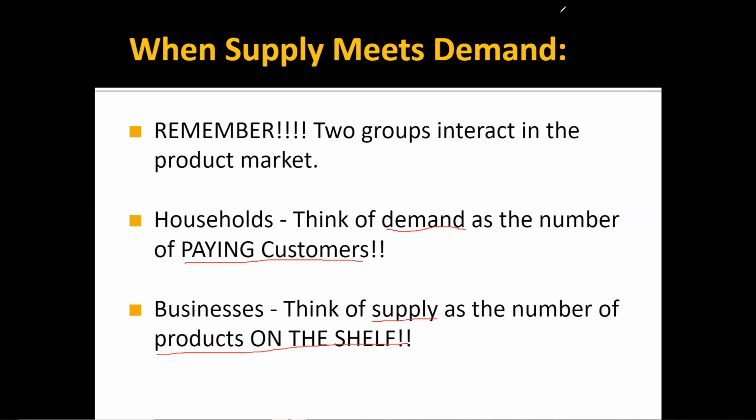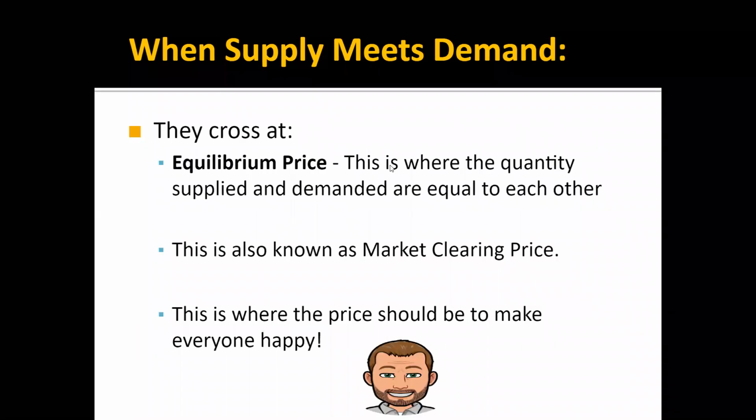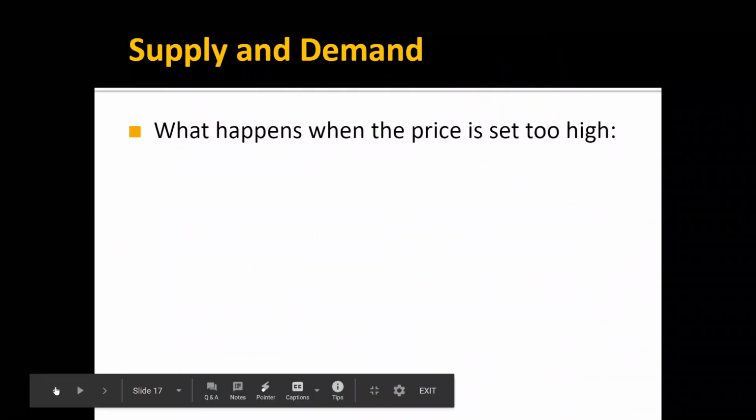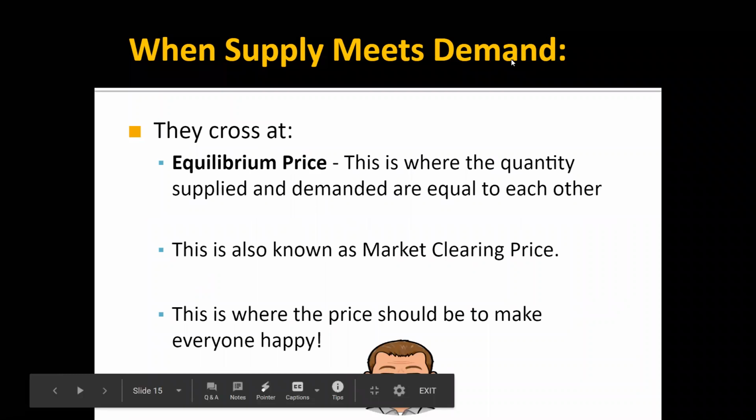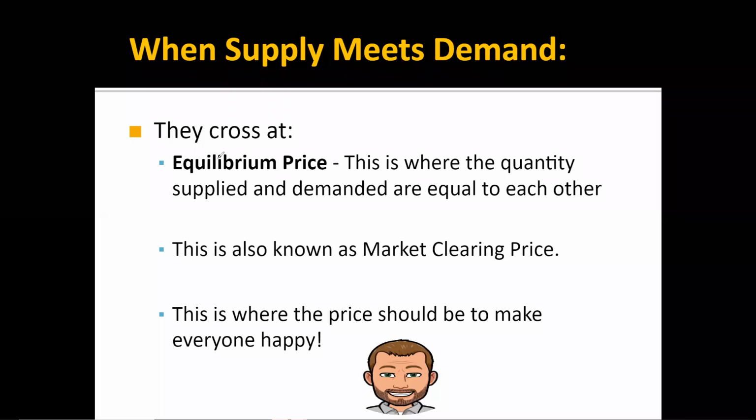Okay. Now, what does that look like for us when we put them together? Well, when they come together, they cross at the equilibrium price. Equilibrium being your keyword there. Okay. They are equal to each other. Quantity supplied and quantity demanded are equal to each other.